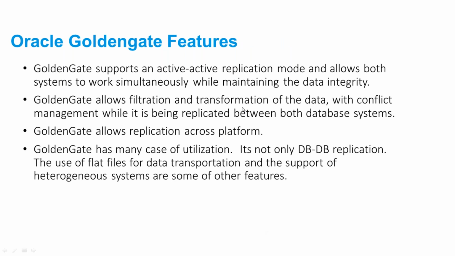So Oracle Golden Gate features include: Golden Gate supports active-active replication mode and allows both systems to work simultaneously while maintaining the data integrity. Golden Gate allows filtration and transformation of data with conflict management while it is being replicated between both database systems.